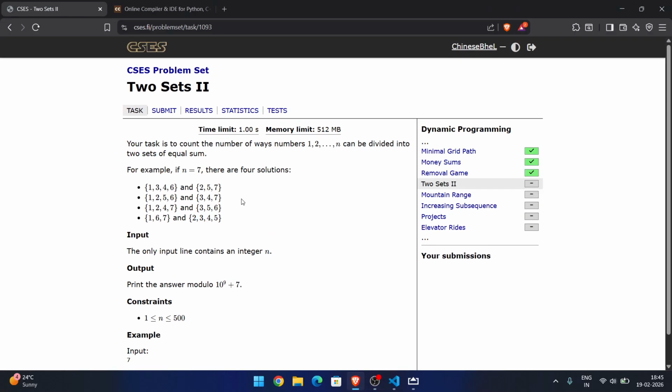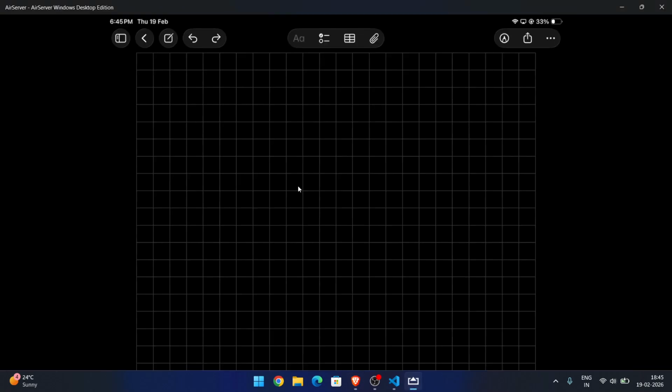Okay, so now we are going to solve the problem, Two Sets Two. Your task is to count the number of ways numbers 1 to n can be divided into two sets of equal sums. This is the example for n equal to 7. So let's look at the problem.